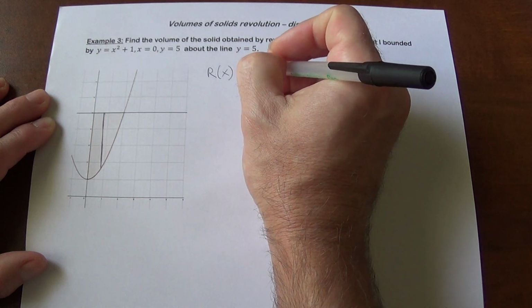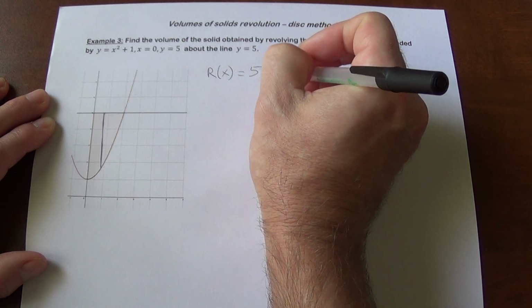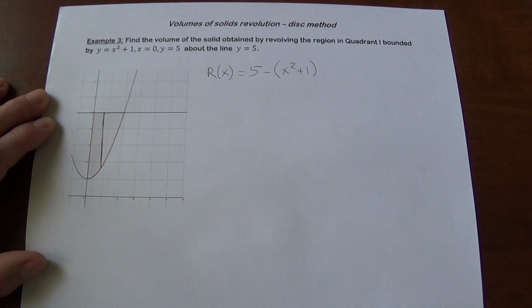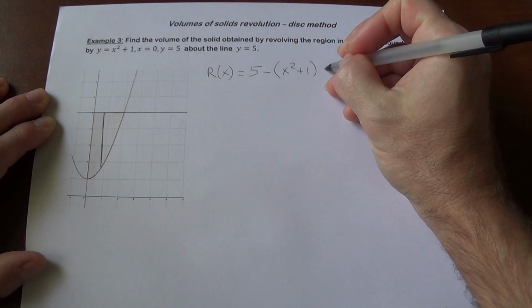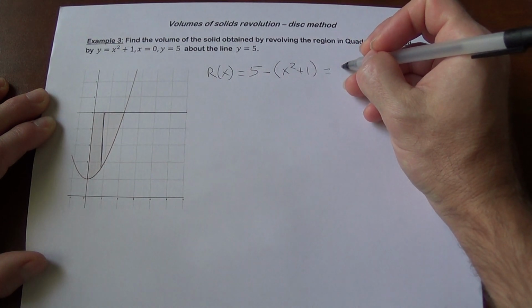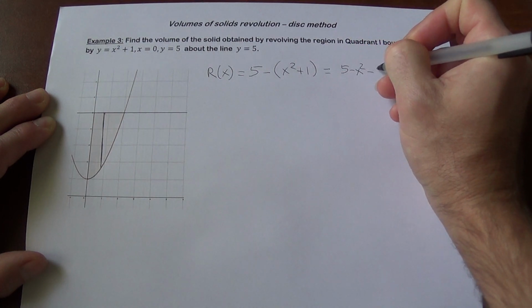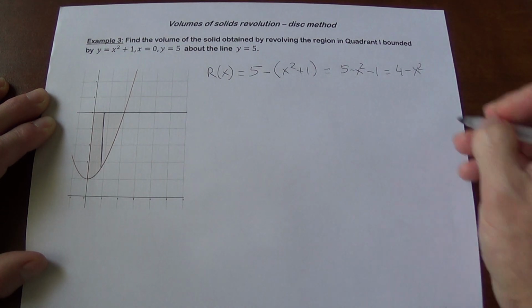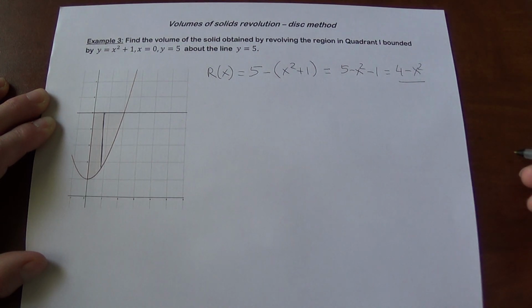So it's going to be 5 minus quantity x squared plus 1. Remember, you're subtracting a whole quantity, you need parentheses there. So that's going to end up giving you 5 minus x squared minus 1, which is going to be 4 minus x squared. So this is the radius function.